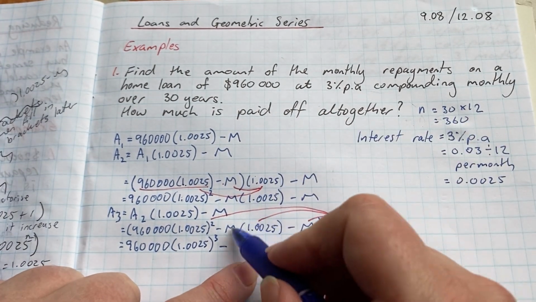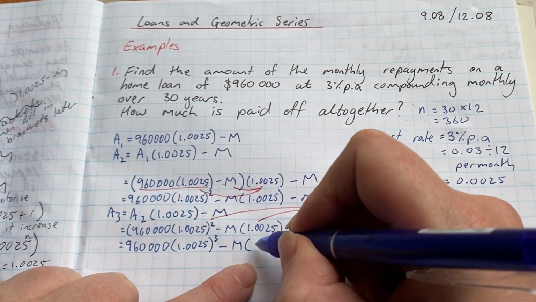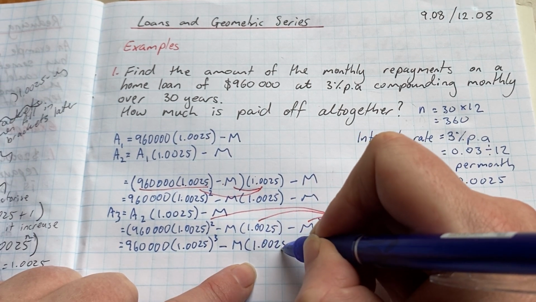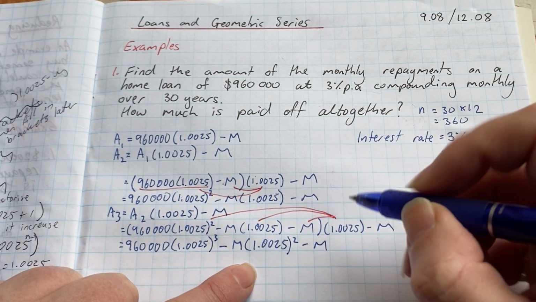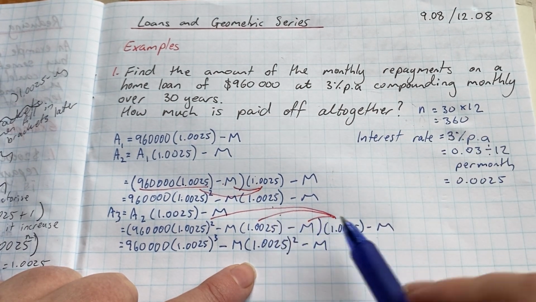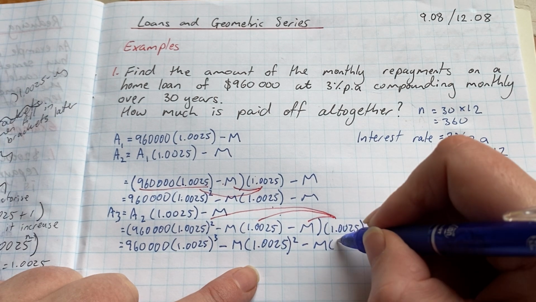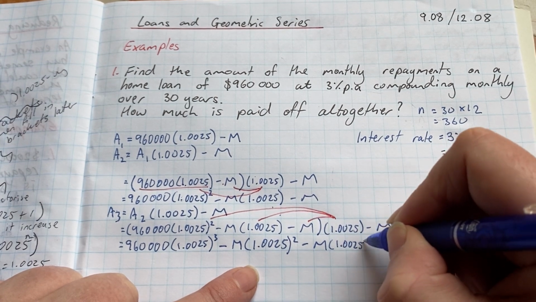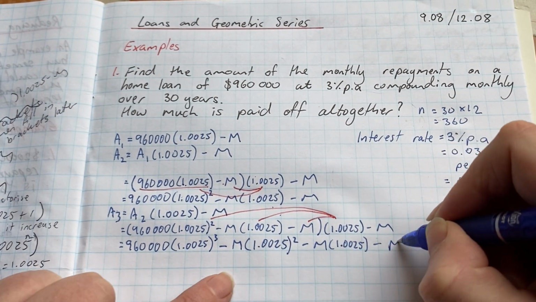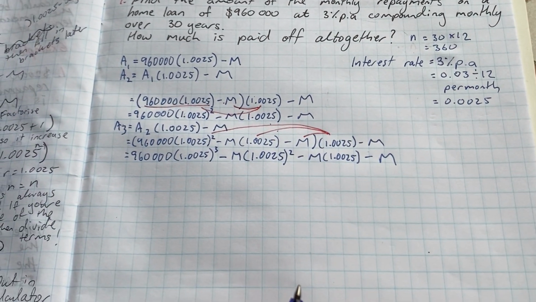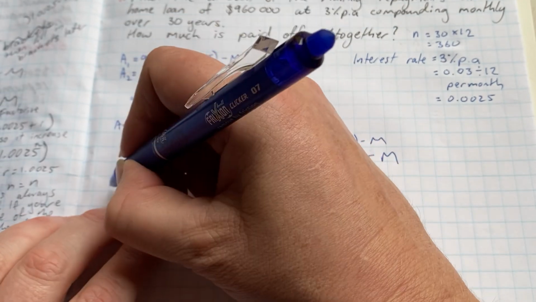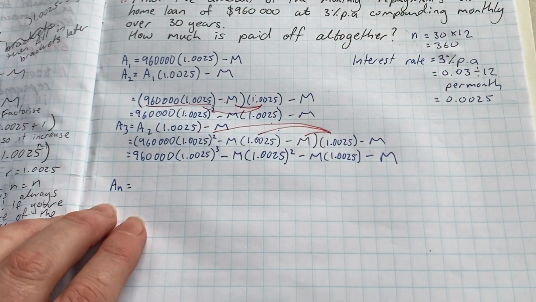Minus this one times that, so m, 1.0025 squared minus m times that. I really suggest you do draw these rainbows on so you don't forget to do all 3 of them. It's really easy just to accidentally do 2 of them instead of all 3 of them. Okay, now this is where we look at the pattern that we've got and we write one for AN.